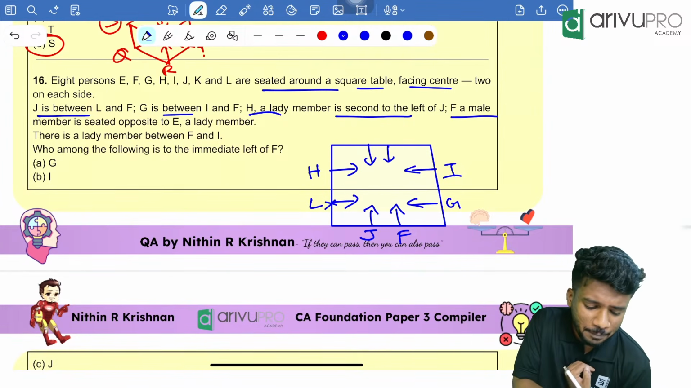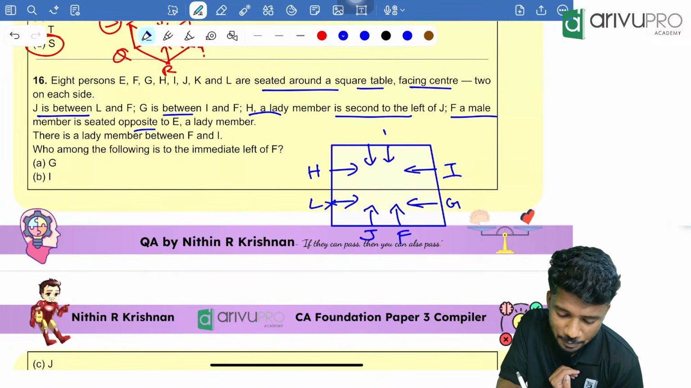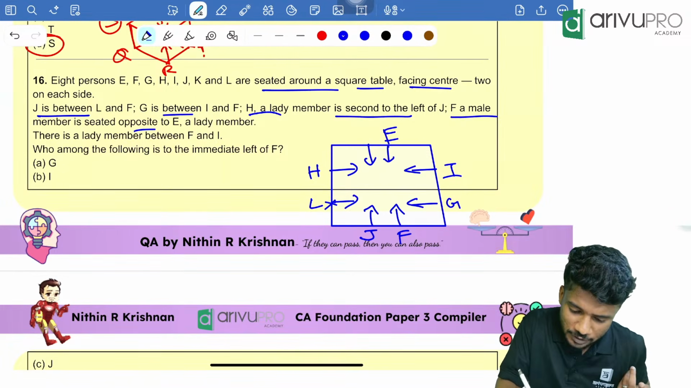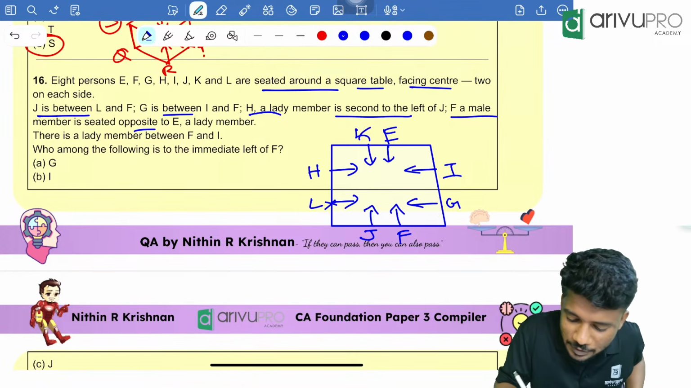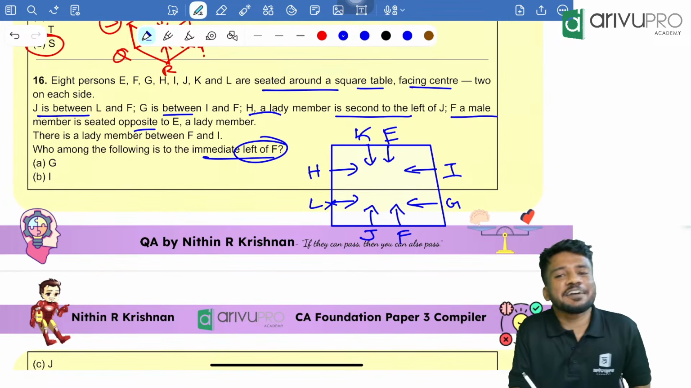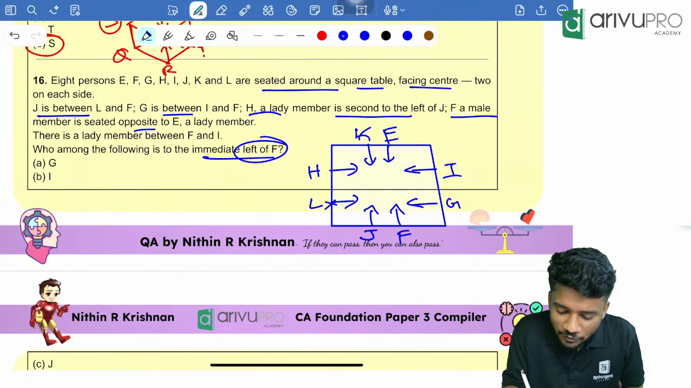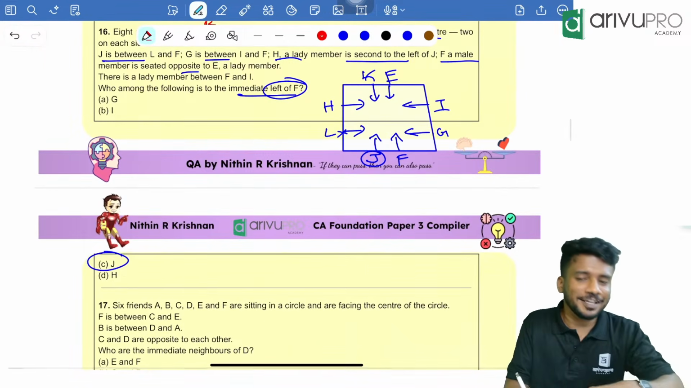Then F, a male member, is seated opposite to E. F is seated opposite to whom? E. Then who is remaining? K is missing. K is over here. Now the question: who among the following is immediate left of F? G is the answer. Direct question. Option C is your answer. What an easy question, right?